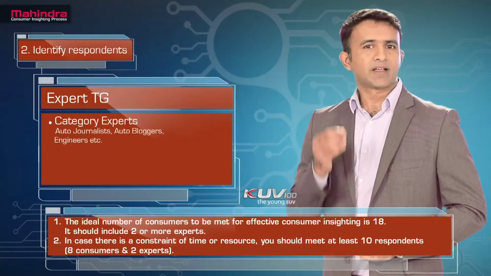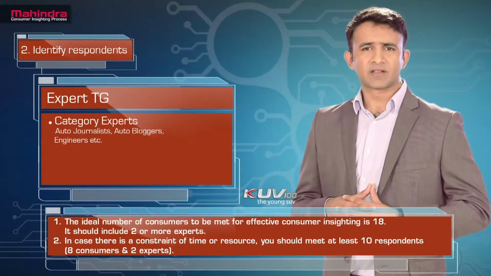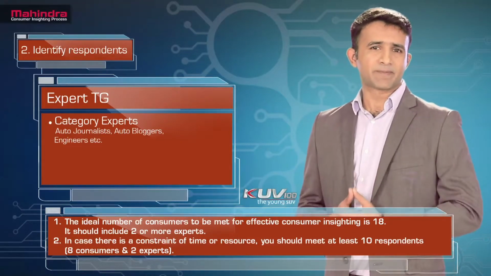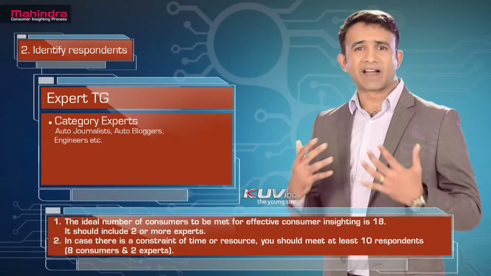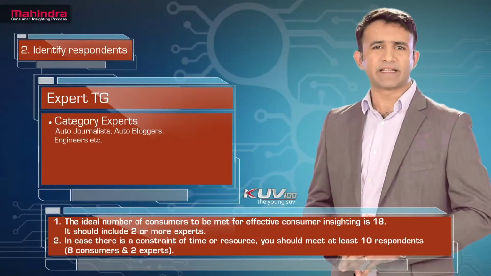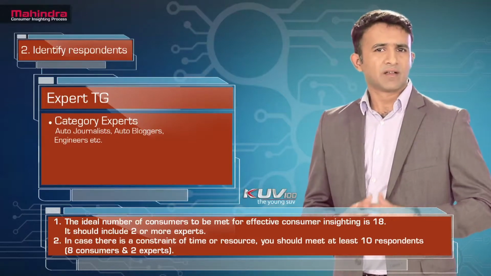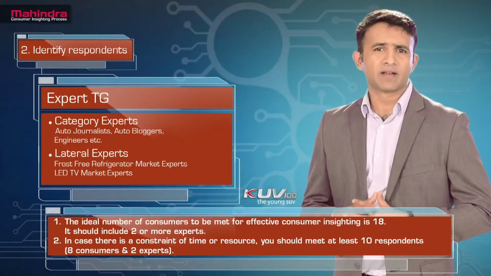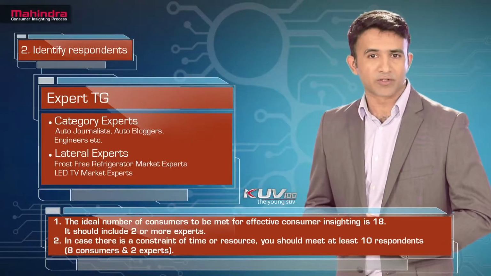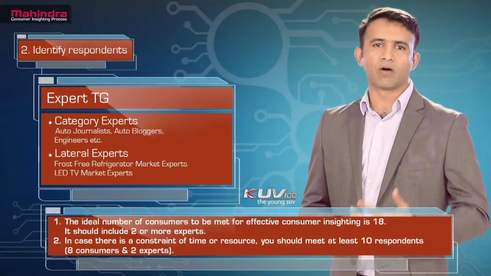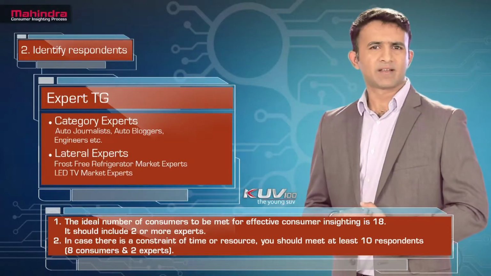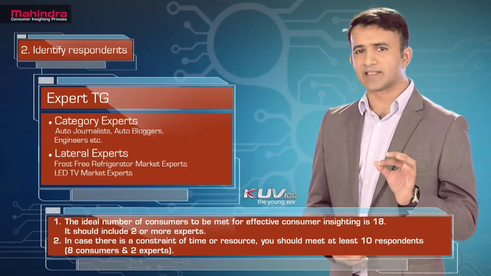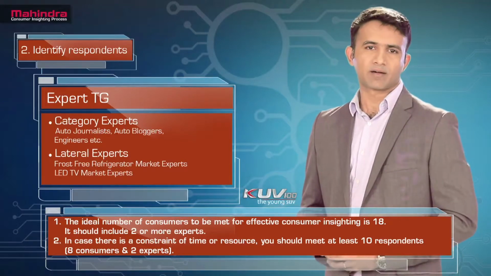We can also gain intelligent insights by adding experts to our group of respondents. These experts can be from the category, for instance, auto journalists, bloggers, or even engineers. These experts could be lateral, handle similar consumers, or be in a completely different category. For instance, a lateral expert for an auto category could be someone like an expert from a luxury consumer durables category, like premium watches or LED TVs. These can be a potential source for deriving unique and disruptive insights into the category and the product.